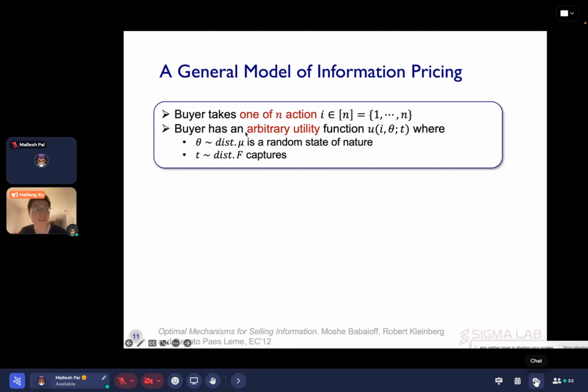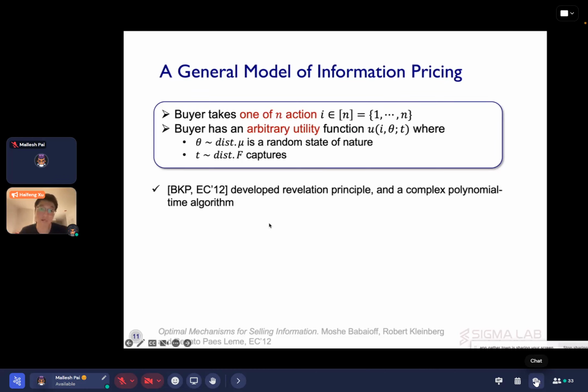And in my previous model, the buyer had a very simple utility function. His utility for one of the actions is 0, and for another action it is non-zero. But in general, you could imagine the buyer has an arbitrary utility function that depends on his action I, on the state of nature theta, and also on the buyer's private type T. The state of nature and the buyer type are similarly assumed to be drawn from distributions. Pretty natural generalization of the previous setup.